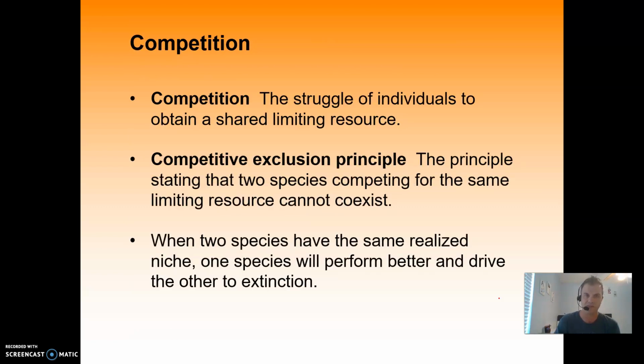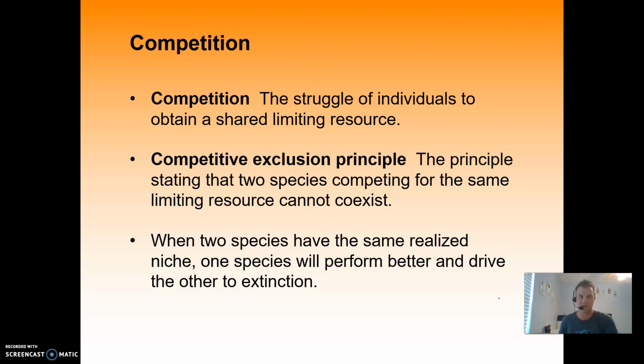So, what's competition? Competition is the struggle of individuals to obtain a shared limiting resource. So, this would be like food. Again, I like to use food as a resource. So, there's a certain amount of food in an area, whether it be a plant or a different animal. The different species in that area will compete, and one species probably will outcompete another species.